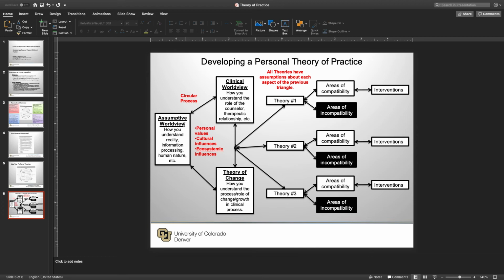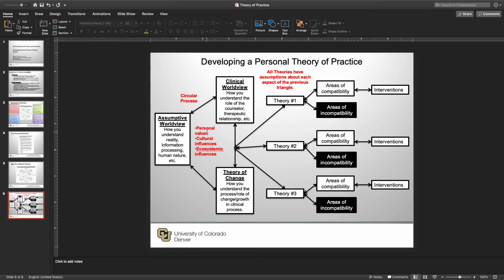And I see this as a circular process: our assumptive worldview, how we understand reality, how we understand information processing, human nature, etc.; how we understand the clinical worldview, the role of the therapist, the therapeutic relationship; and our theory of change. How do we understand the process or the role of both change and growth in the clinical process? It really starts very young, very early in our lives.